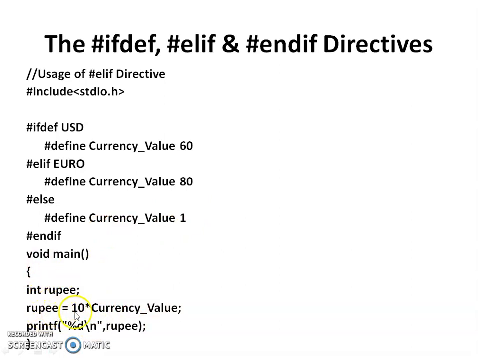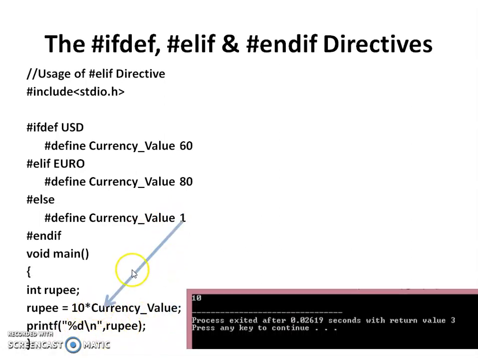Int rupee is equal to 10 into currency value. So what should be the currency value? It purely depends on the USD or euro value here. If USD is defined, it's going to take 60. If euro is defined, then it's going to take 80 there. If both are not defined, it's going to take it as 1. In this case, both are not defined, so it's going to take the currency value as 1, and I am going to get the output for the rupee as 10 here. So let's go ahead with the same thing. So I am going to get the output as 1.